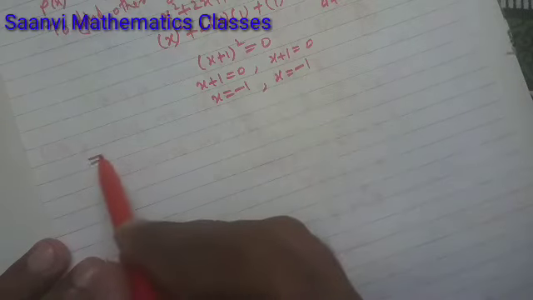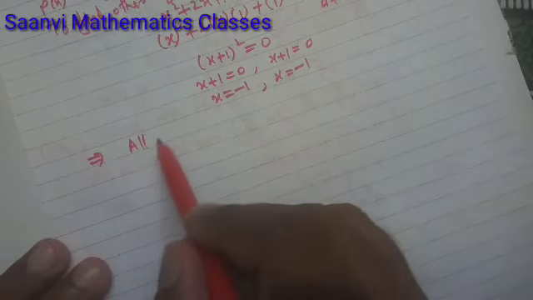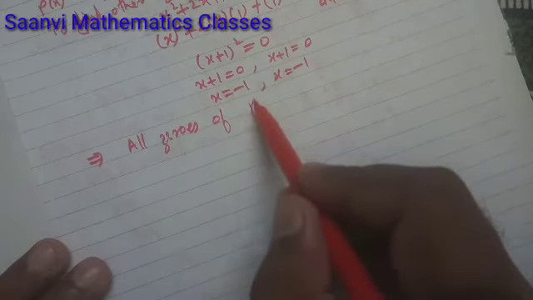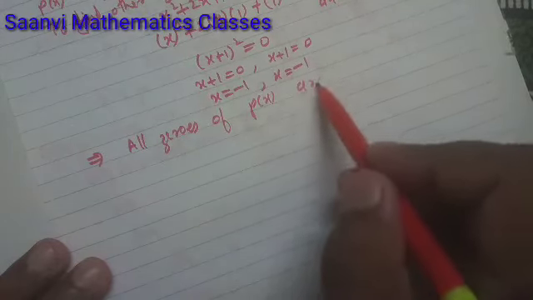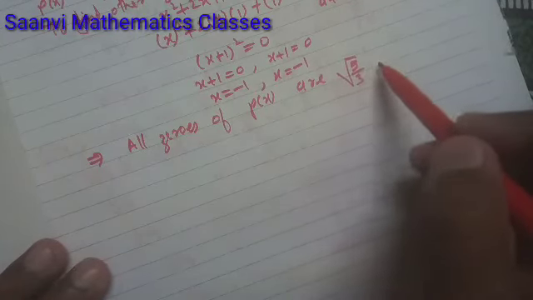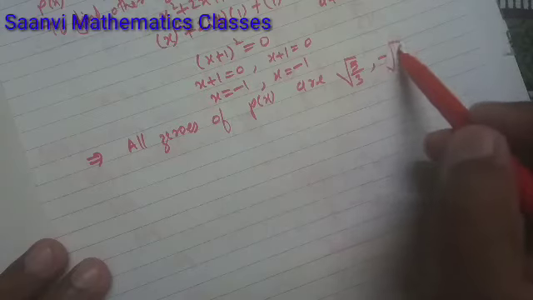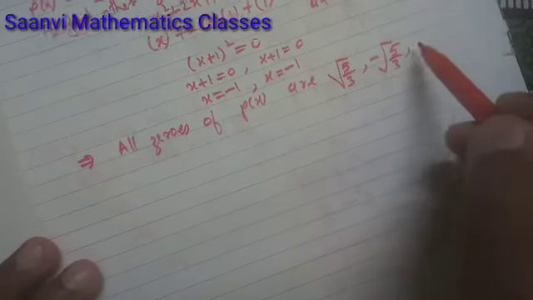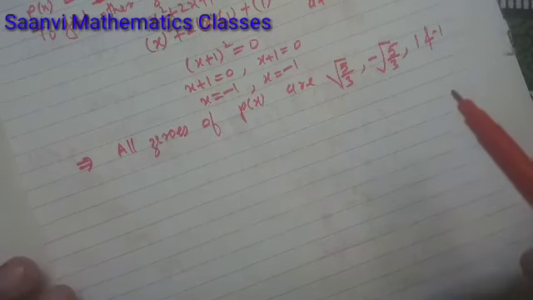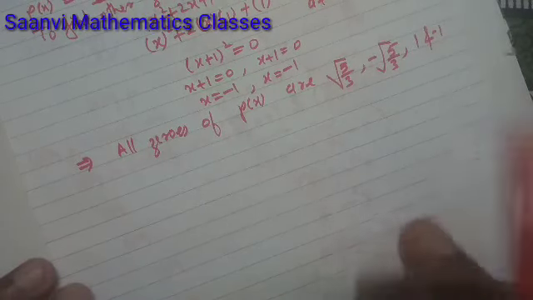So what this implies, all zeros of given polynomial p of x are, two roots are already given, we'll write again, minus root 5 by 3, 1 and minus 1. Hope you are very clear with this question.